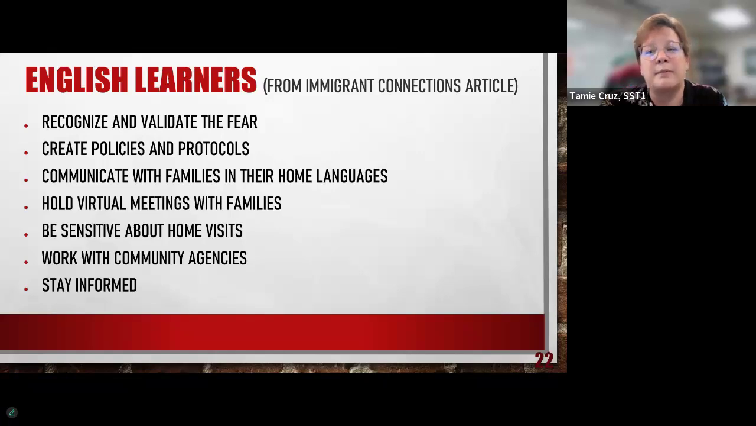So bottom line is the kids are in our schools. We have a legal obligation to educate every child that comes into our public school system. And we want to make that place as safe as possible for them and make them feel safe and supported as much as possible.